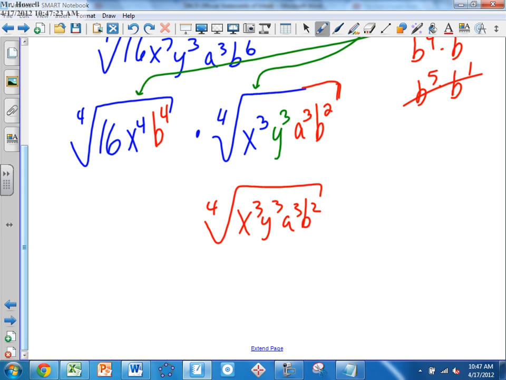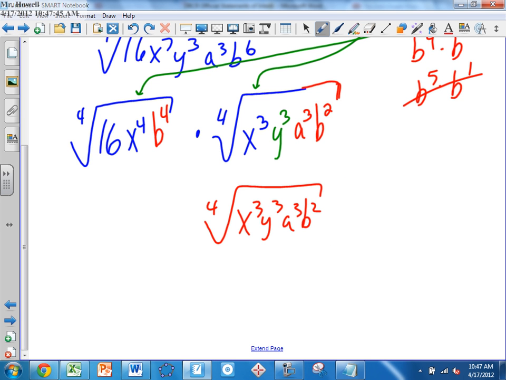Had they all been cubed, technically, I could have written the whole thing with a cube on the outside and left them all alone. Imagine this b had been cubed here. I could have written this by dropping all these off and just cubing the entire thing. It's the same thing really. It's not in this case, but just keep that in mind.